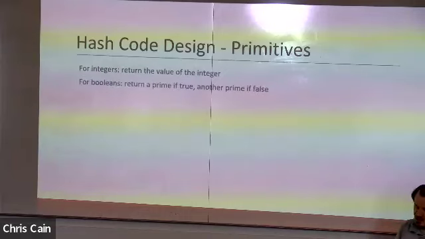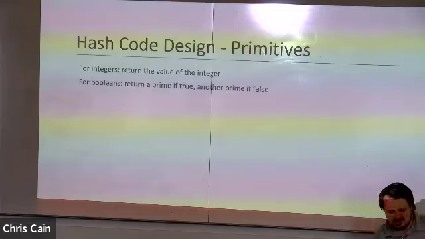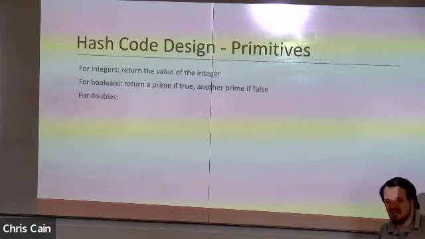For booleans, you want to return a prime if it's true and some other prime if it's false. And we can talk about the mathematical logic for why primes. We'll use it in a slightly different context. Prime number? Yeah, prime number.